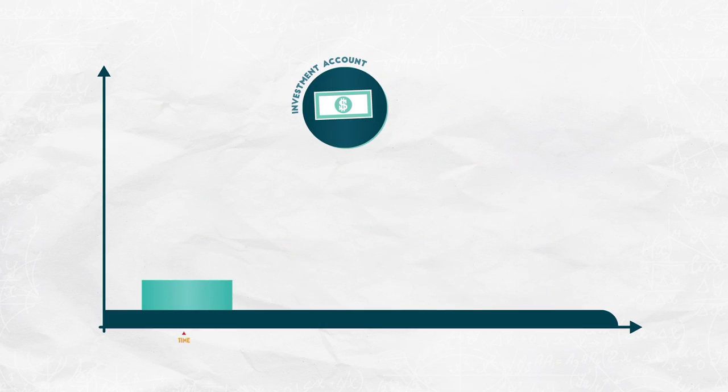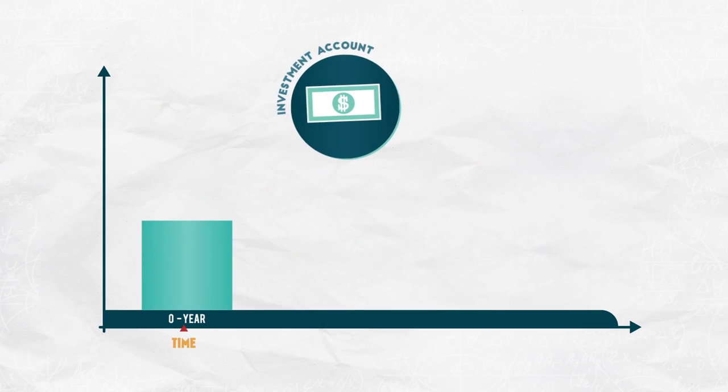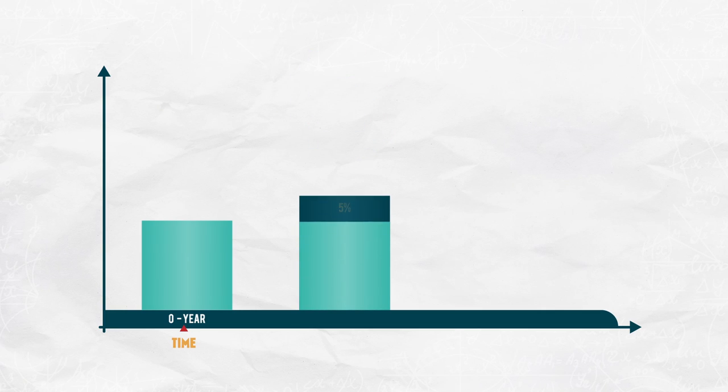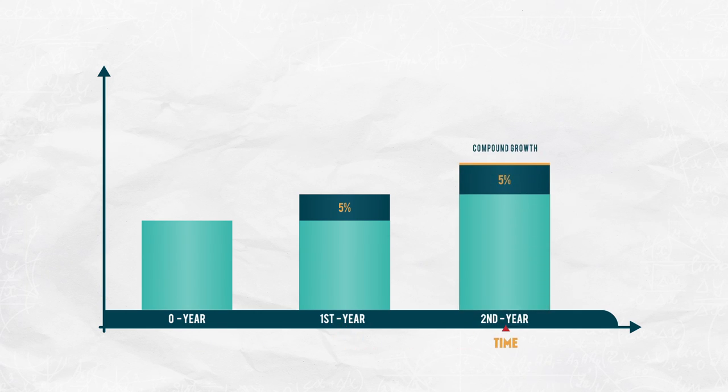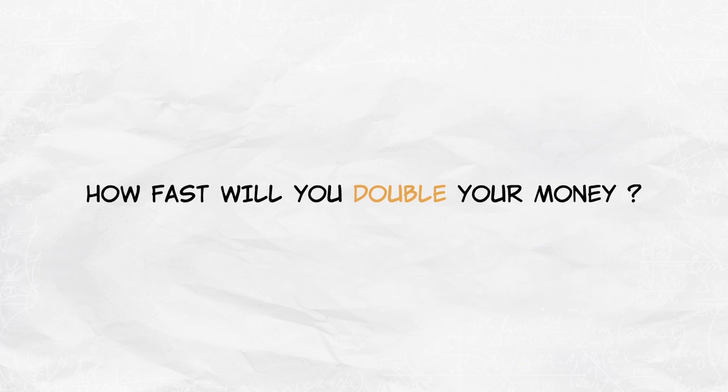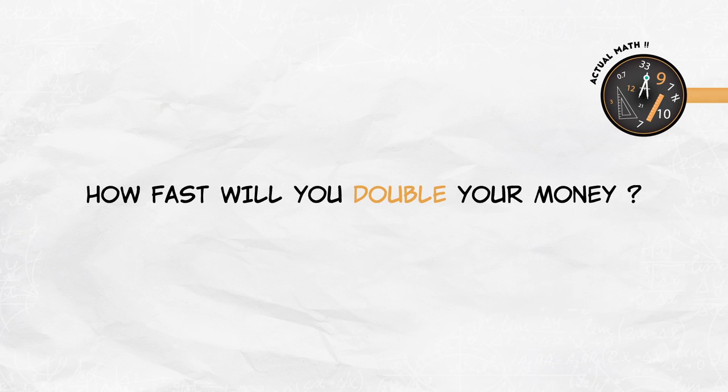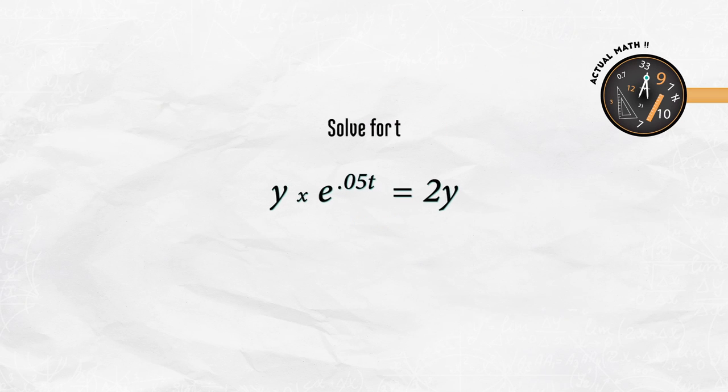For example, suppose you have money in an investment account that has an annual rate of growth of 5% per year. Your money will grow 5% in the first year, and then in the second year, you'll get compound interest. The 5% growth will be on the original amount plus the growth from the first year. Given this compounding growth, how fast will you double your money? Well, if you were to actually calculate this out, the math would look like this. What? The rule of 70 is an approximation for this calculation.